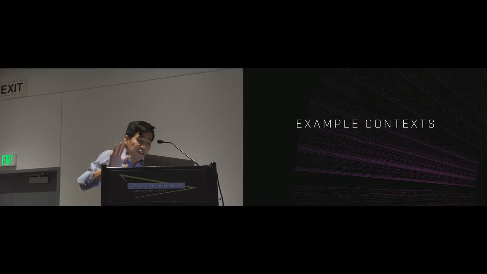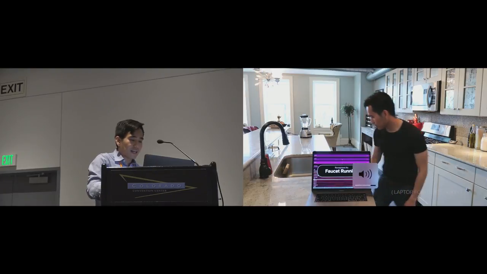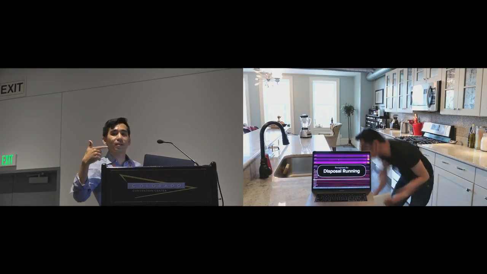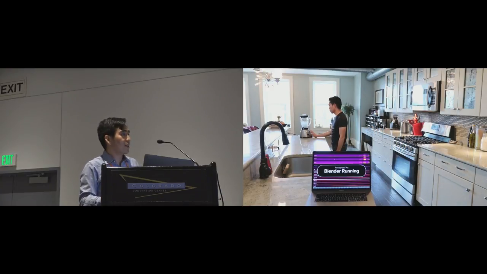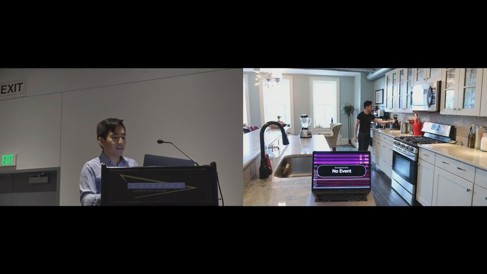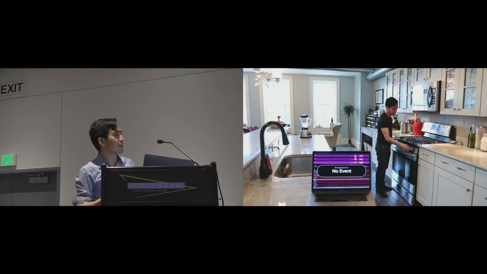All right, our system works across many different settings. And what you're about to see is a series of examples highlighting the versatility of our approach. For example, this kitchen can detect faucet running or blender on. So when the blender is on, when the coffee grinder is on, or when the burner is running.